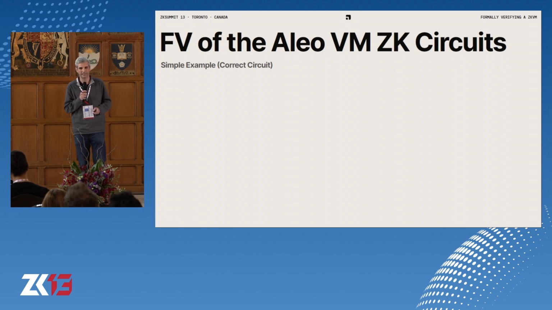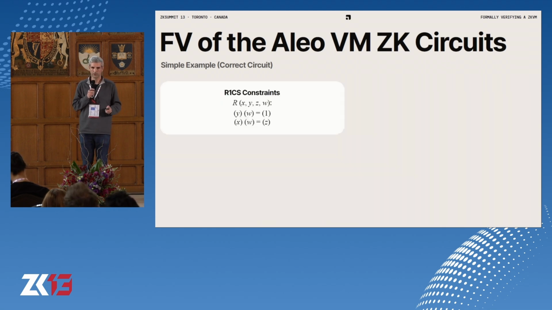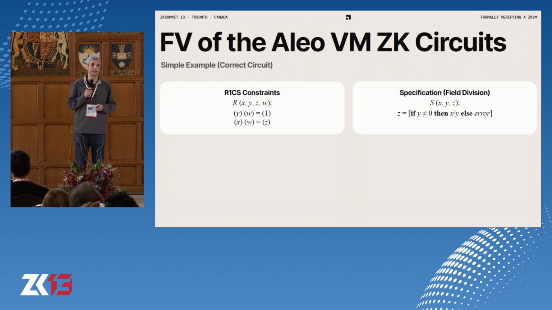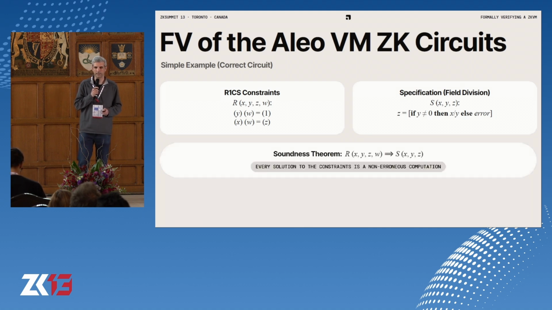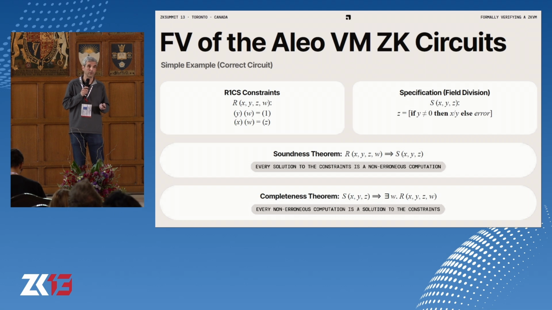So here's a super simple example of a circuit, which is in R1CS, because that's what we use. What does it do? It's a division. The X and Y are the inputs, and Z is the output. It is the quotient if Y is not 0. Otherwise, it's an error. So for this kind of circuit, we want to prove two properties. One is soundness, which says that every solution to the constraints corresponds to a non-erroneous computation. And the other property, the converse, is completeness. So for every non-erroneous computation, there is a solution to the constraints.